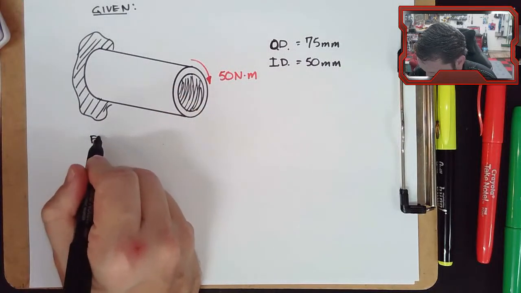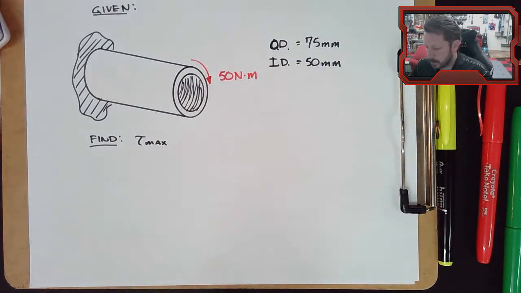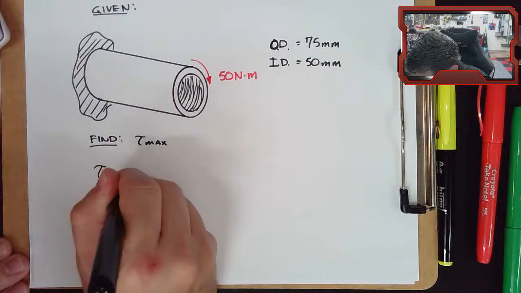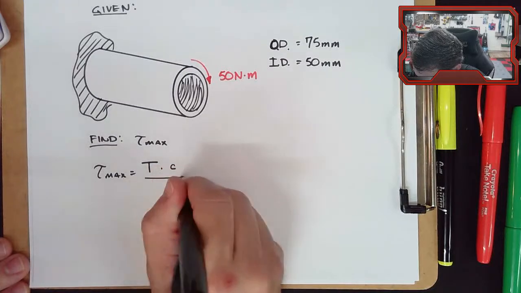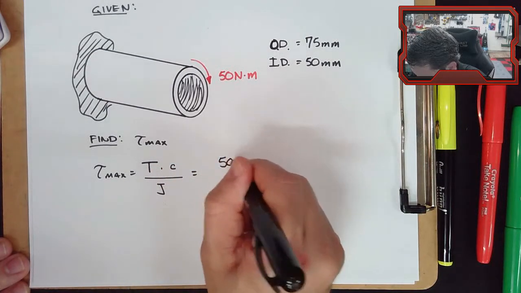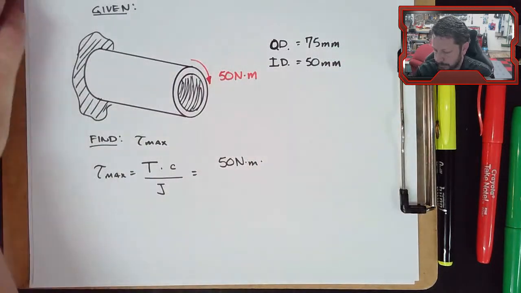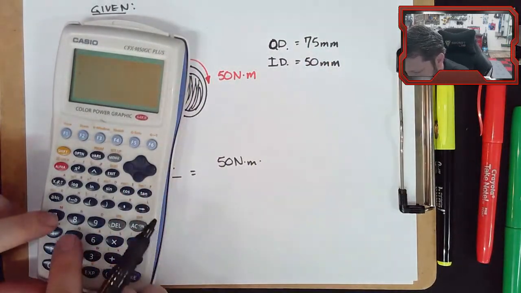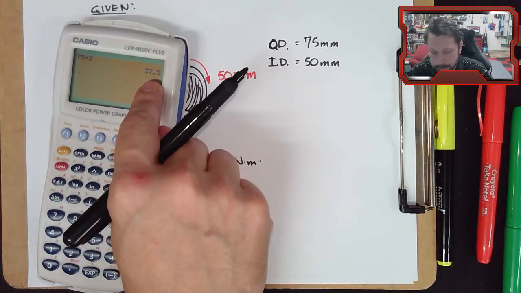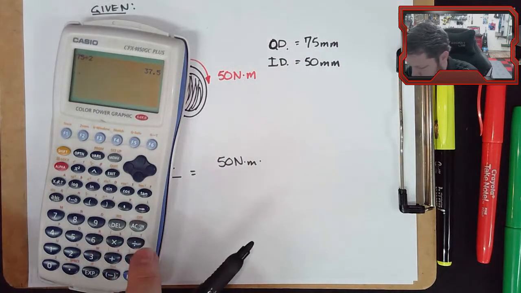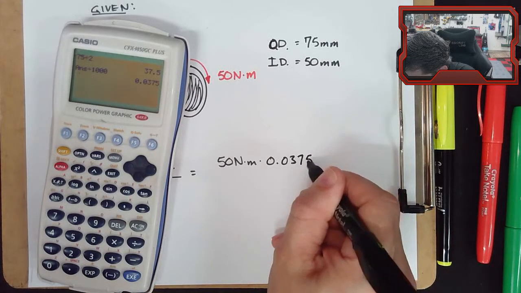Okay. We want to find, so we're given this, and we want to find tau max. That's all we want to know. So tau max equals T, which we have here, 50 Newton meters, times C over J. C is the outer radius. We have the outer diameter, 75, so divide by 2 for the radius. That is millimeters though, and we want it in meters, so let's divide by 1,000. 0.0375 meters.